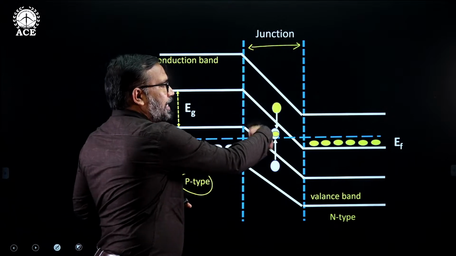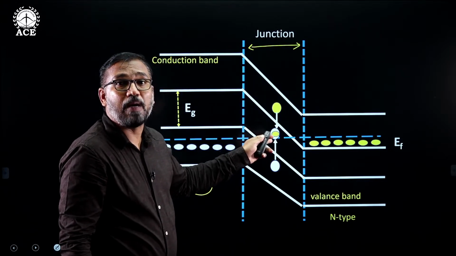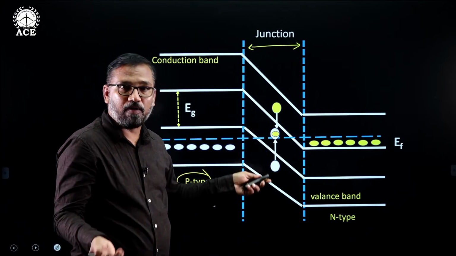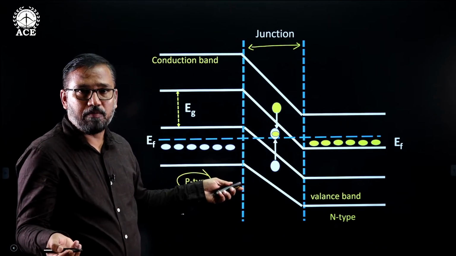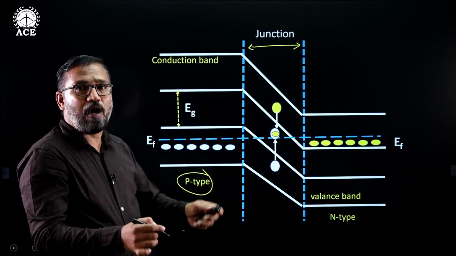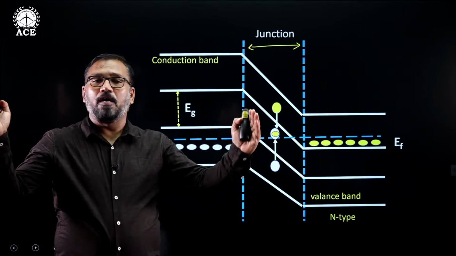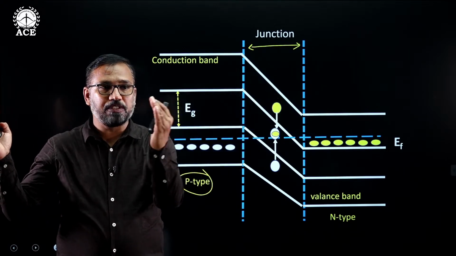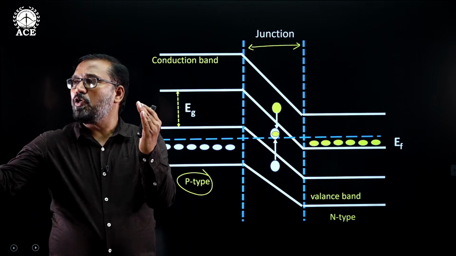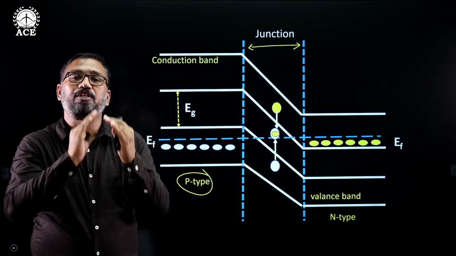There won't be any charge carriers in the junction. When there is no bias, meaning no forward voltage, no charge carriers will be at the junction. When we give the forward voltage and slowly increase it, what happens? The electrons from the N region are pushed towards the junction, and the holes from the P region are pushed towards the junction. So they are entering into the junction.